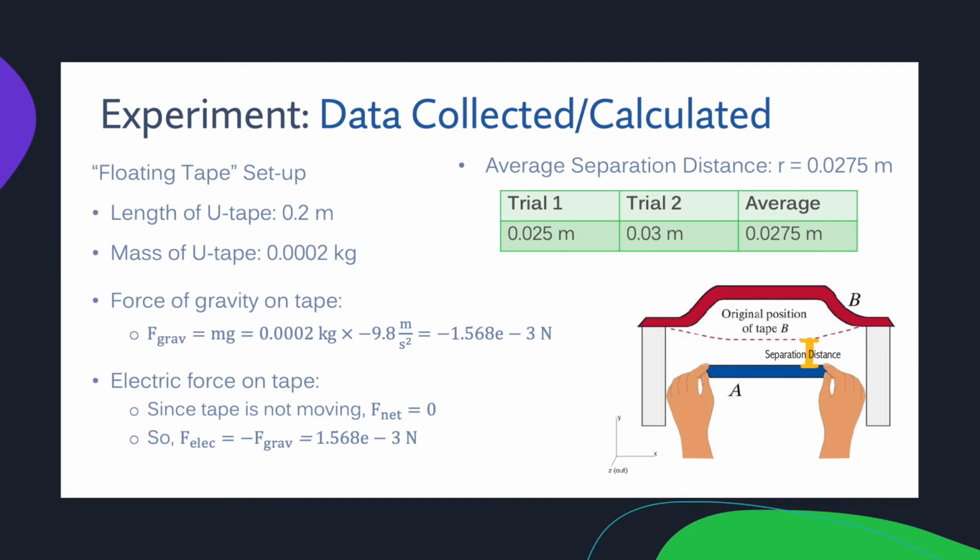With these measurements, we were able to calculate the force of gravity on the piece of tape using the equation force of gravity equals mass times gravitational constant. The result was negative 1.568 times 10 to the negative third newtons. Because tape B isn't moving, it is in static equilibrium, so the electric force on the tape is equal and opposite to that of the force of gravity.